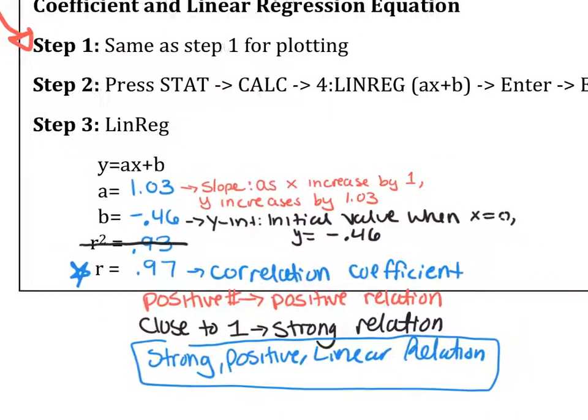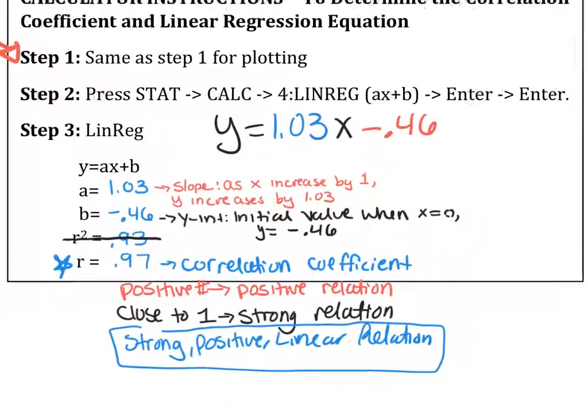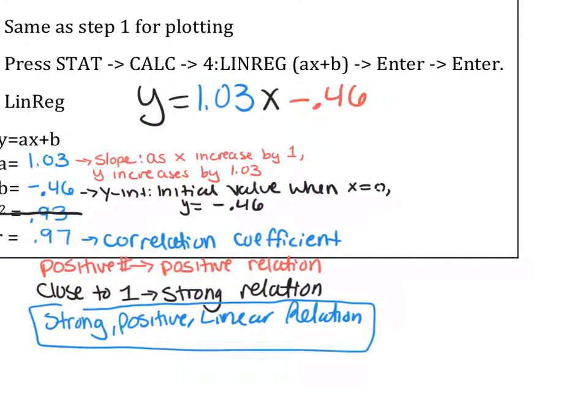So just one more thing. When we have this linear regression equation with your a and your b, we can use this now to make predictions with our data. So whenever a question is asking you to predict, you'll just be plugging numbers into this equation and solving for the other variable.